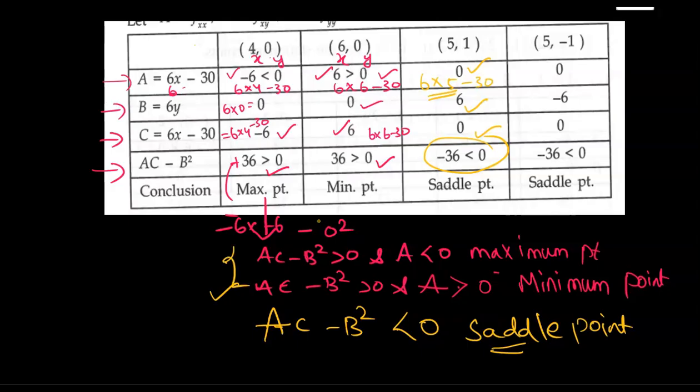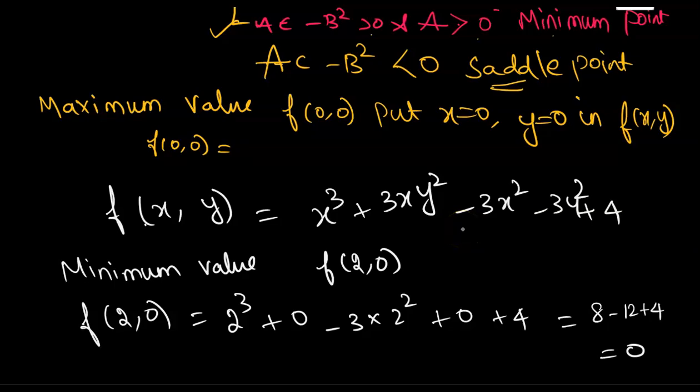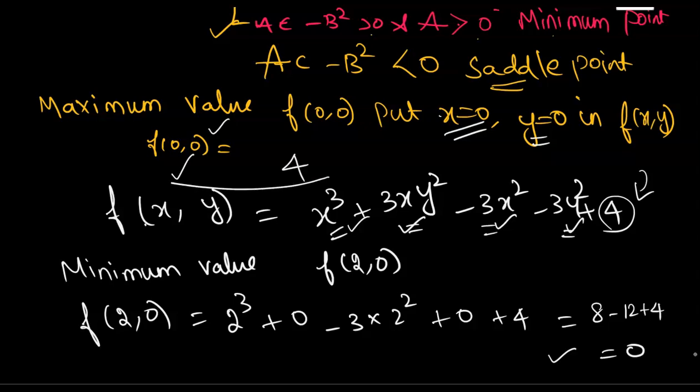So keep this in mind. If AC minus B square greater than 0 and A less than 0, it is maximum. AC minus B square greater than 0 and A greater than 0, minimum point. Finally, you have to substitute X and Y values to find the maximum and minimum values. So from the above table, for 0, 0 only, we got the maximum point. So here, put X as 0 and Y as 0 in the given question. So all these terms will become 0. So we are getting 4 as a maximum value.